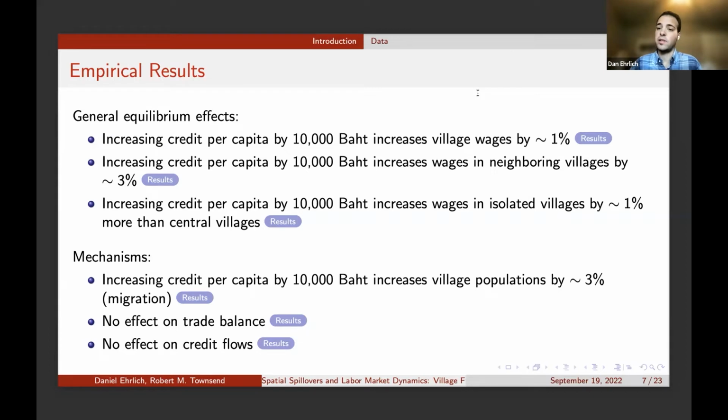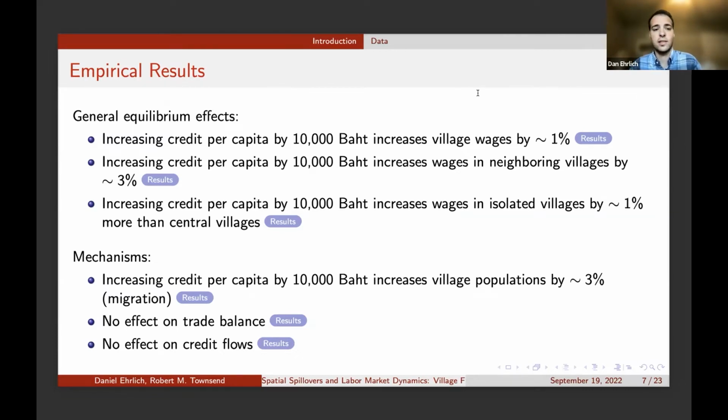The second effect that we're going to document is the spillover effect, which says that increasing credit per capita by 10,000 baht increases wages in neighboring villages by around 3%. So if village A gets more money and village A is located next to village B, wages in village B are also going to increase.